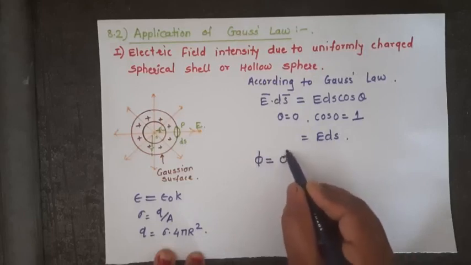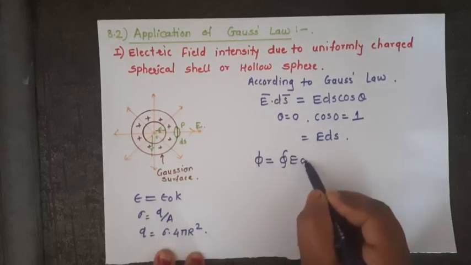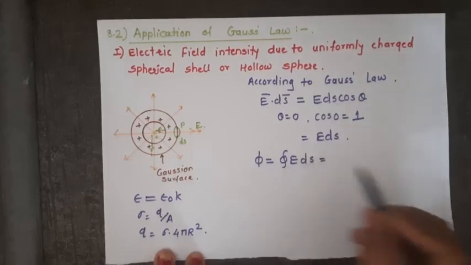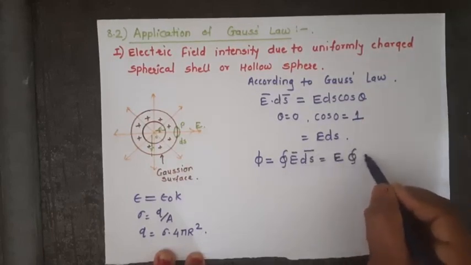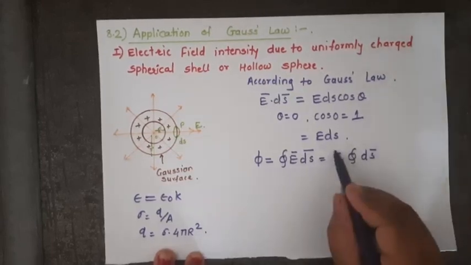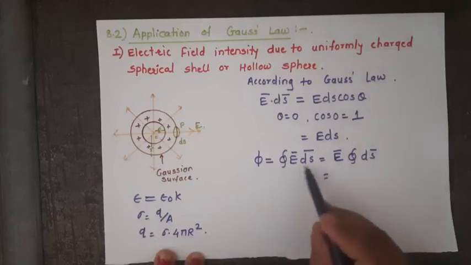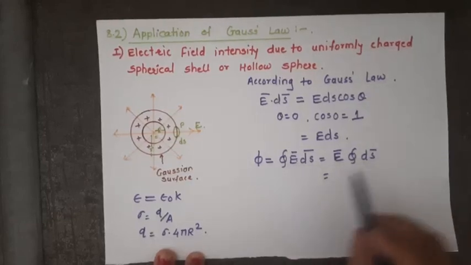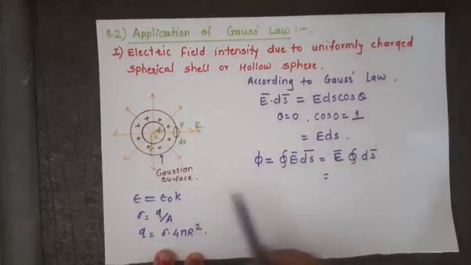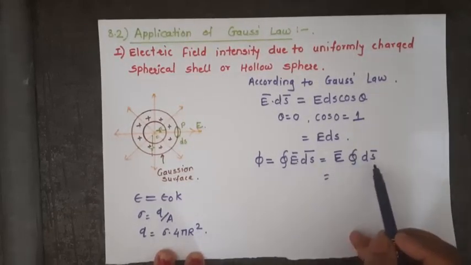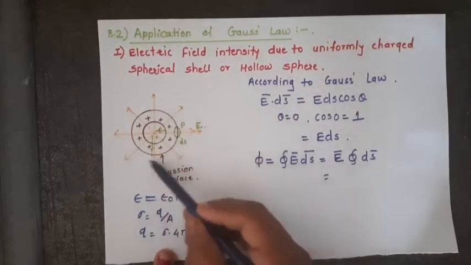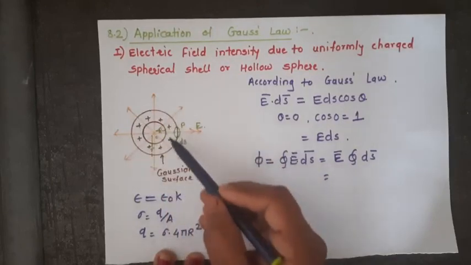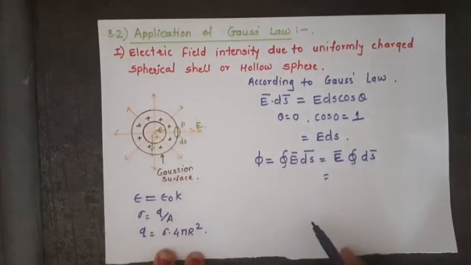The formula is flux equals the integration of E dot ds, which can be written as the integration of E, the constant term, times ds. Substituting, the integration of ds is the total area. Here we consider that on this sphere there are a number of small areas, so the total area of this sphere is equal to 4 pi r square.